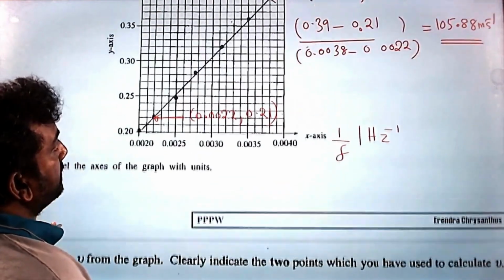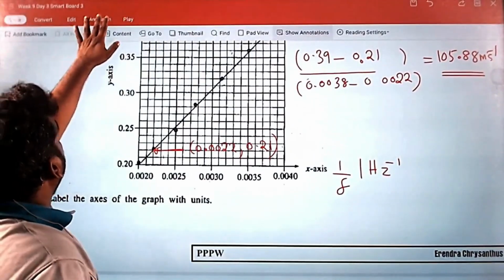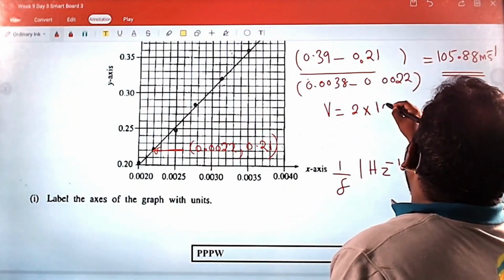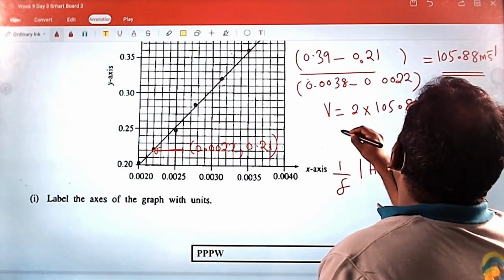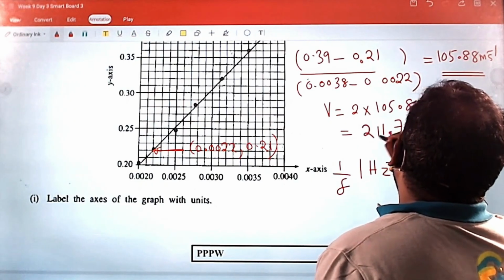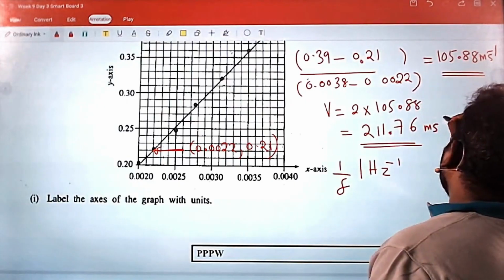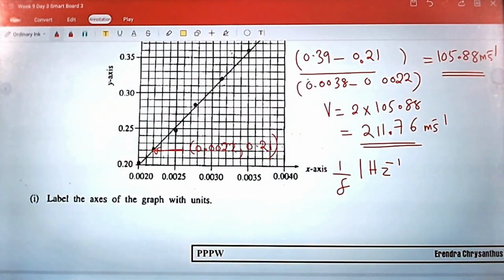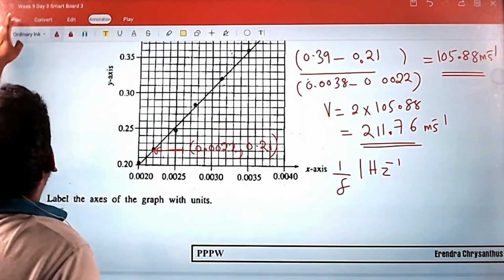Then calculate the velocity. I'll do it there itself. Velocity is equal to 2 times 105.88, which is 211.76 meters per second. Easily we can find.